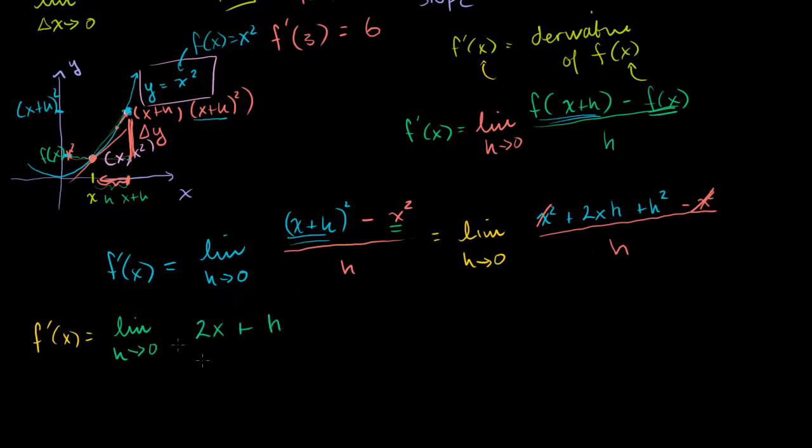And if you remember the last video, when we did it with a particular x, when we said x is equal to 3, we got 6 plus delta x, or 6 plus h here. So it's very similar.